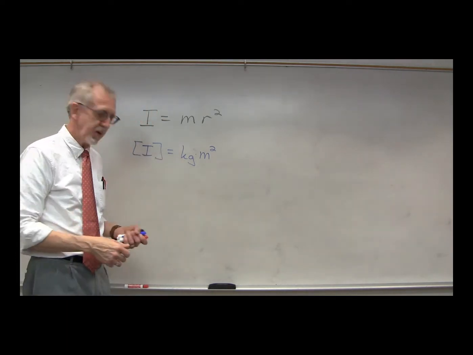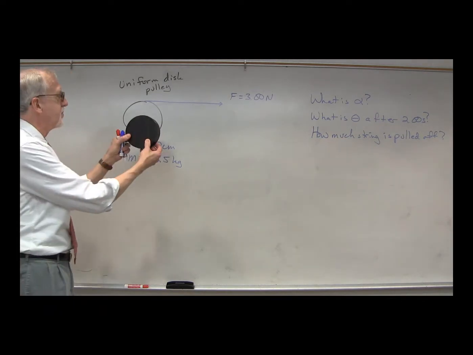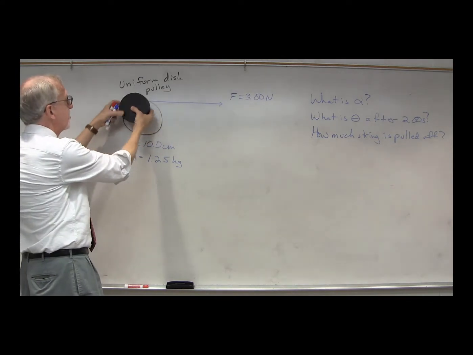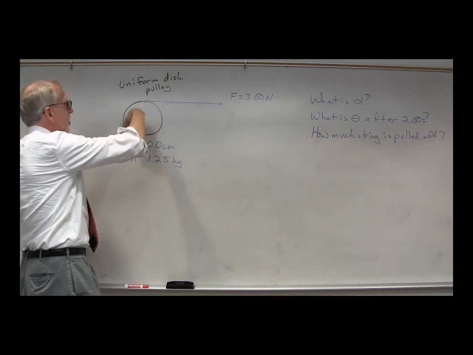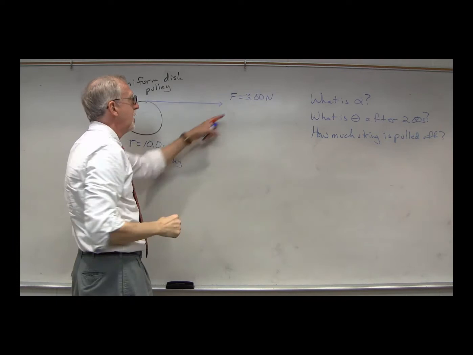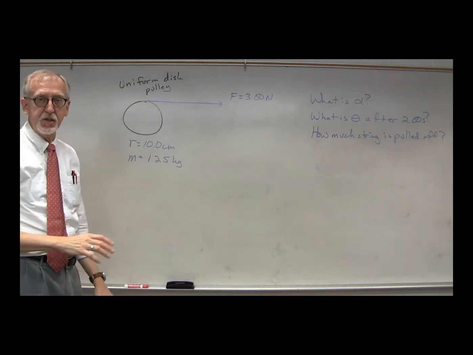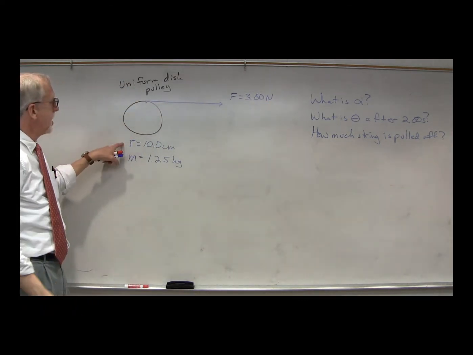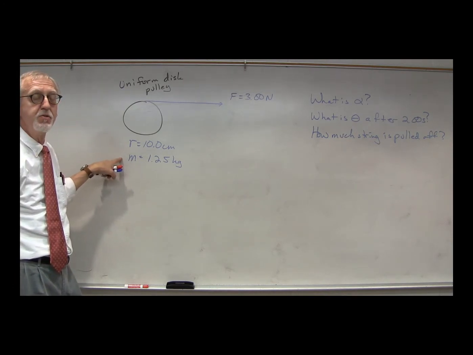Okay, let's stick some numbers in here. Let's imagine that we've got a uniform disc pulley. So maybe something like this. So here's our pulley that's held at the center. So it's free to rotate about the center like this. Now, around the pulley is a whole bunch of string, and we're pulling the string off from the top of the pulley with a force of 3 newtons. Now, the pulley starts off at rest. So initially, the pulley is at rest, and then we start pulling the string off. Let's imagine the pulley has a radius of 10 centimeters and a mass of 1.25 kilograms.